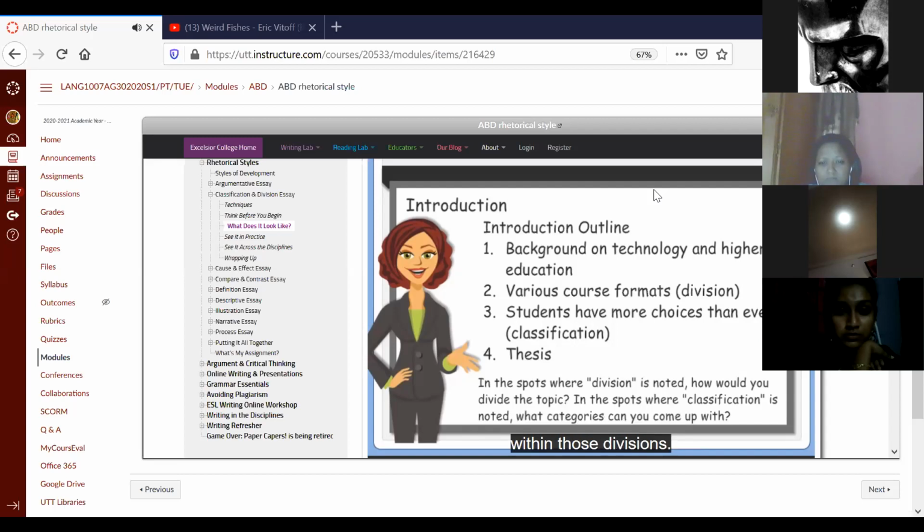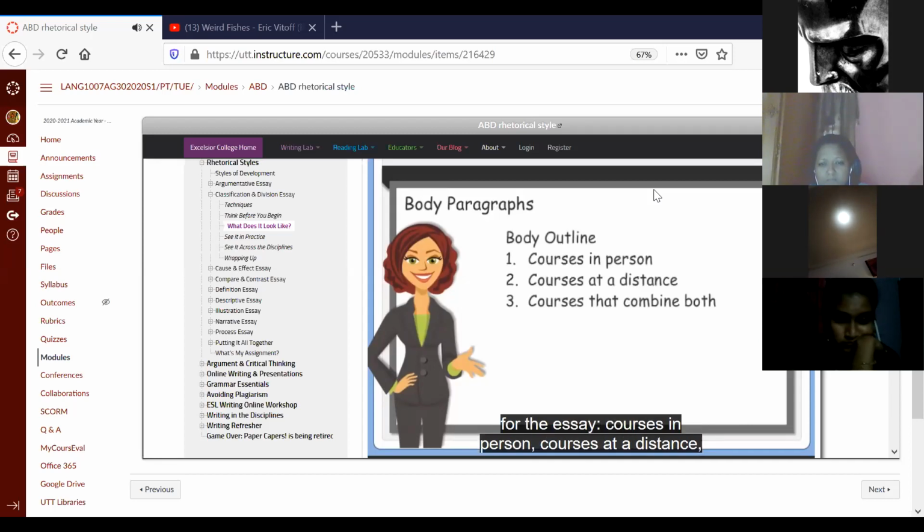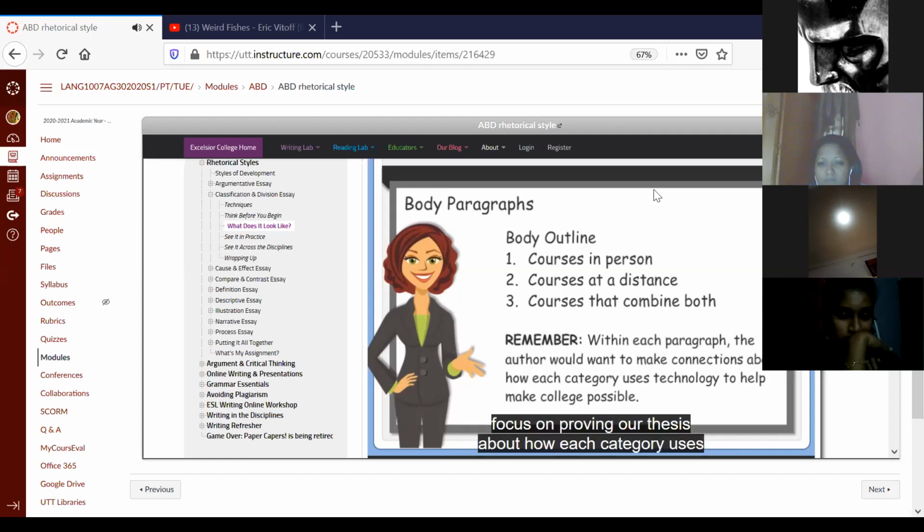within those divisions. The body paragraph for our essay on technology and education could easily be organized into the different major divisions for the essay: courses in person, courses at a distance, and courses that combine both face-to-face and distance instruction. However, it is important to remember we are not simply going to list everything we know about these divisions. Instead, we should remember that our body paragraphs should focus on proving our thesis about how each category uses technology to help make college possible.